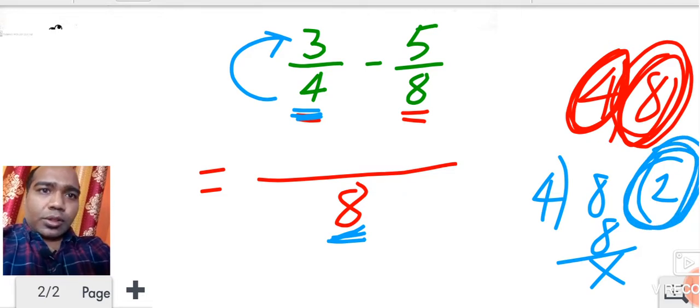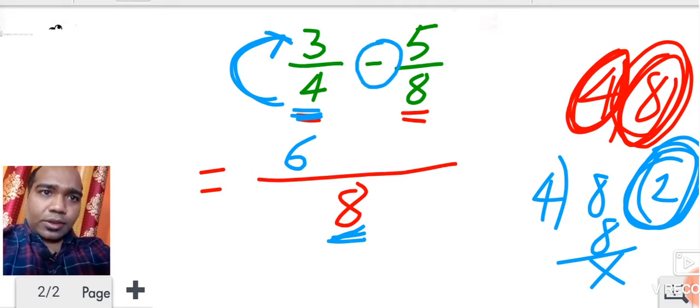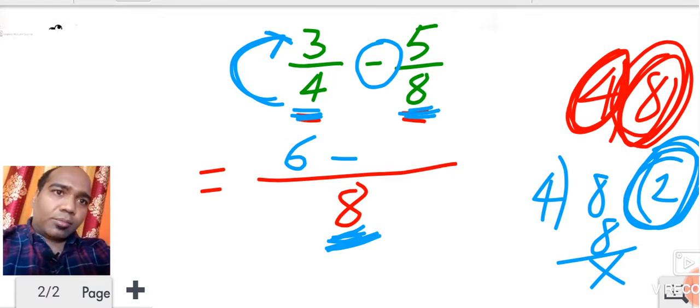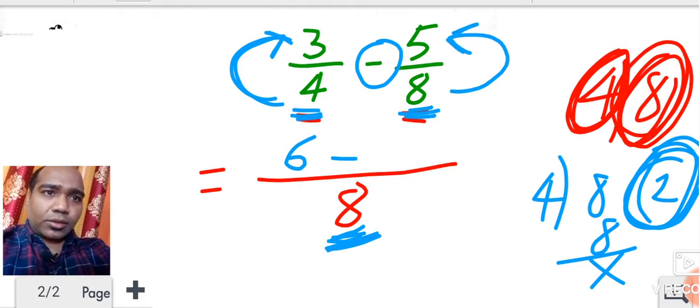Now this 2 we will multiply with the numerator 3. So 2 into 3, how much will we get? 6. So we'll write here 6. Now after that, the minus sign is there, so here also we'll write minus. Now second step, we have to divide the LCM by the denominator. So 8 divided by 8, how much will we get? Any number divided by itself, we get answer 1. Now this 1 will multiply with the numerator 5. So 1 into 5, how much will we get? 5. So we are writing here 5.